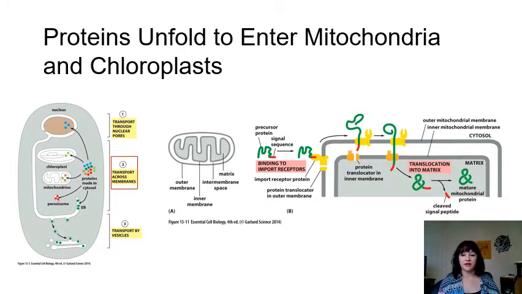Once that protein is into the matrix of the mitochondria, it can refold, and that signal peptide, that signal sequence, isn't needed anymore, and so it gets cleaved off. And now this protein that originally was considered a precursor, because it wasn't in the right place yet and it had a signal sequence on it, is now considered a mature protein.